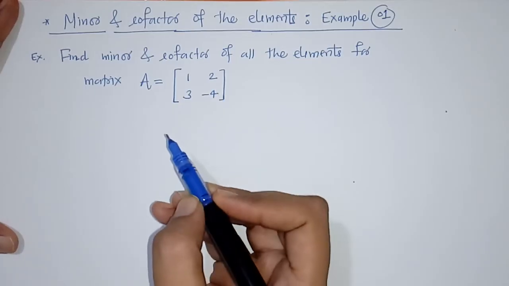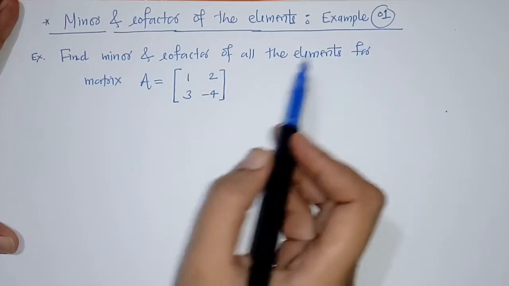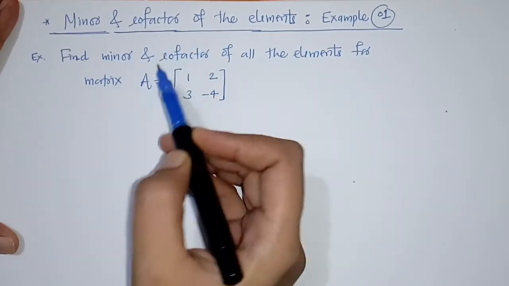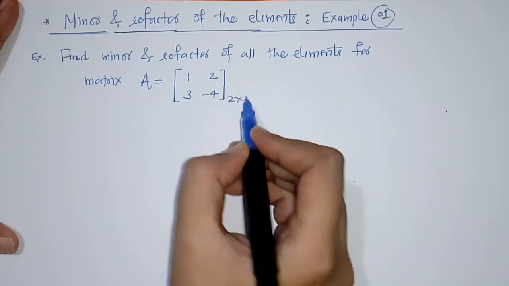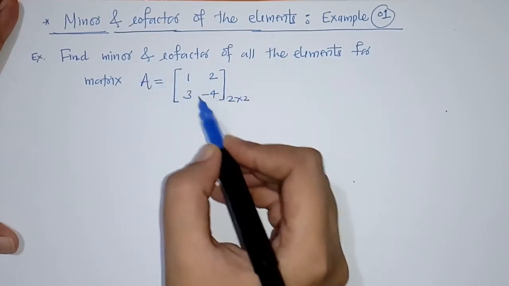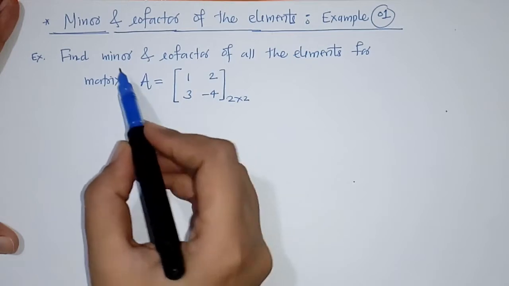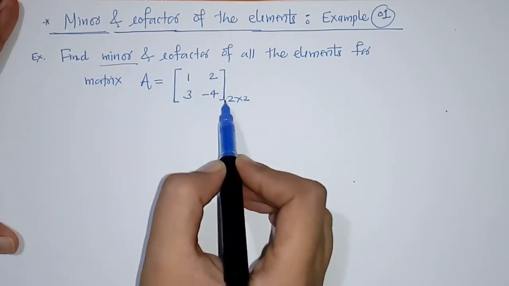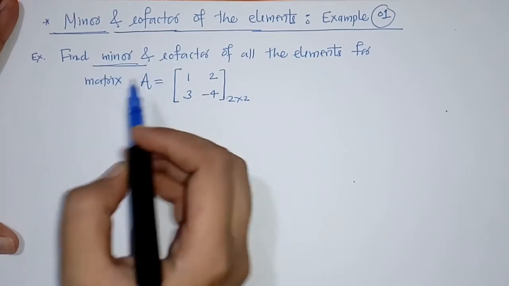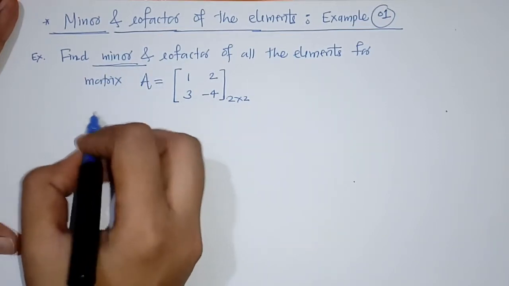Hello everyone, today we are going to see one example on minor and cofactor. Here we have given matrix A of order 2 by 2. We have to find all the minors and cofactors. So what we have to do here, we have 4 elements, so we will find the minor of all these elements.